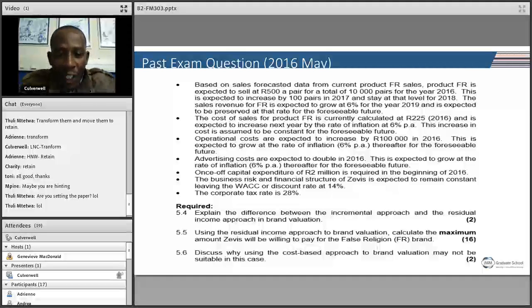Question 5.4 says, explain the difference between incremental approach and residual income approach in brand valuation. The difference of these two is, the incremental approach isolates the expected revenue from the branded product, and then you discount all expected revenue from the branded product separately. You don't combine it with the company, and then the NPV that you get becomes the value of your brand. Whereas the residual income approach is going to use projections for total revenue for the entire company.